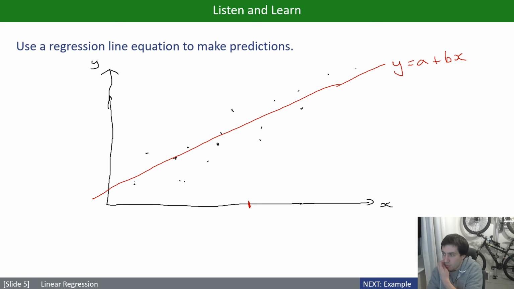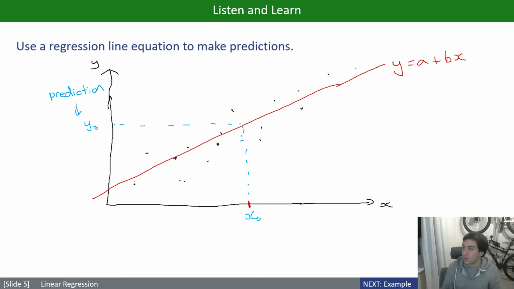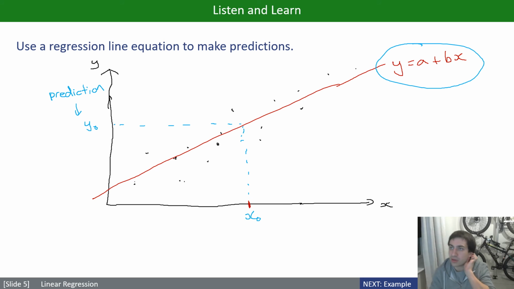And then if you've been asked, let's say x naught is your specific x value, and you say when it's x naught, what will y be? Then pretty simply, you put x naught into the equation and you get your prediction, right? So this is my prediction. Okay. So that's it. That's the concept. You stick in an x value into this regression line equation, and you get out your prediction y. Okay, and that's the reason why these regressions are useful. Let's look at an example.